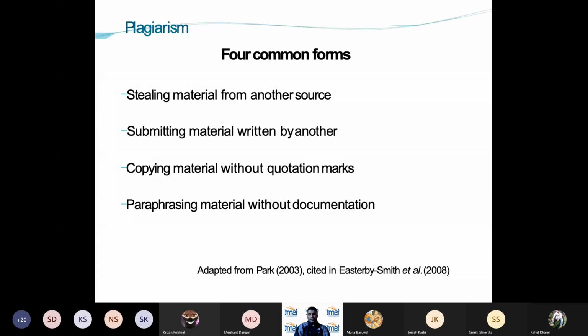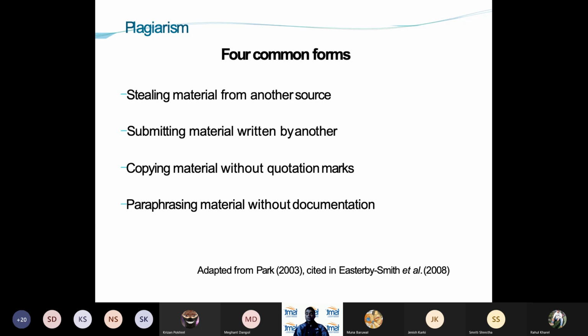So plagiarism. There are 4 common forms of plagiarism that you need to focus on. While reviewing the literature, these are the most common forms of plagiarism, and you need to avoid them as much as possible. Stealing material from another source is also plagiarism. Another is submitting material written by another. Copying material without quotation marks.